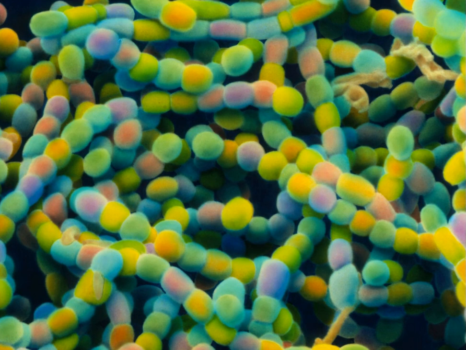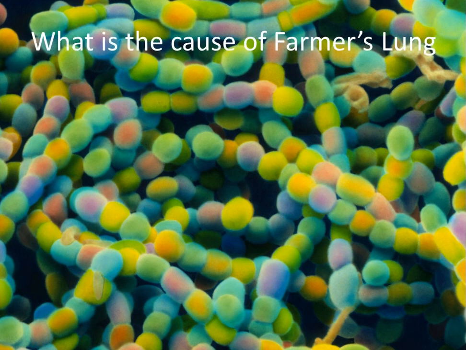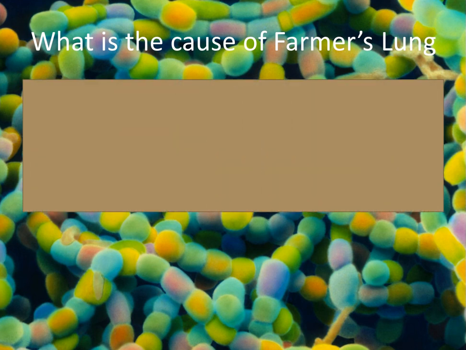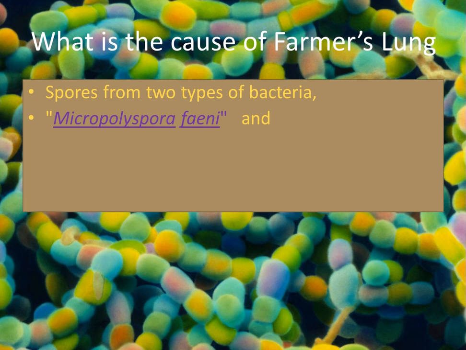And now on the screen what you can see is the spores of the bacteria that can cause the farmer's lung. Let us find out what particular spores are responsible for the causation of farmer's lung. There are basically two types of bacteria. The spores of these two types can cause farmer's lung. The names of these bacteria are, number 1, Micropolyspora faeni, and number 2, Thermoactinomyces vulgaris. These two both are bacteria.